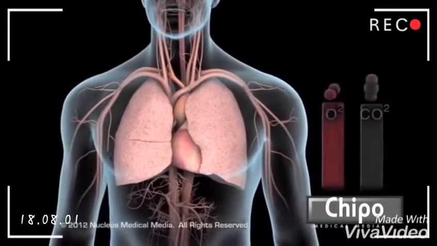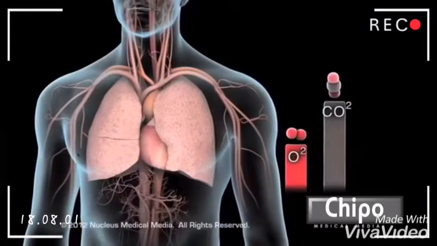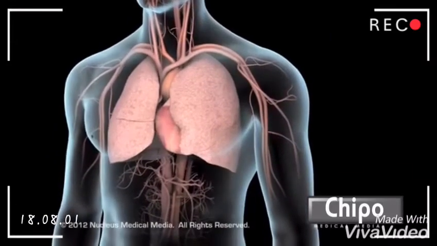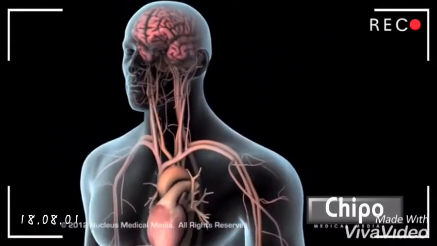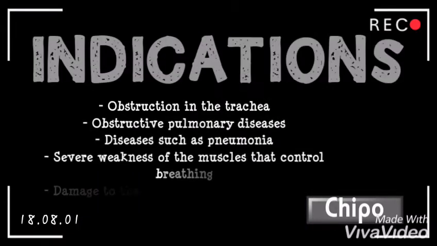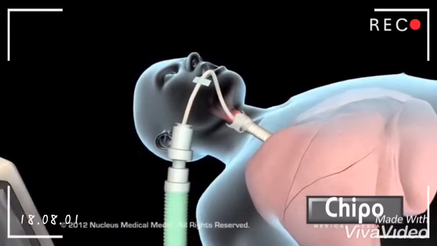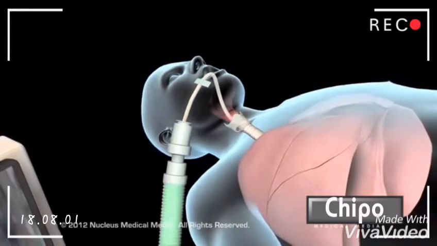In severe respiratory problems, the oxygen levels in the blood may drop too low or the carbon dioxide levels may rise too high. Either of these conditions can result in damage to the vital organs, including the heart and the brain. Some conditions that may lead to severe respiratory problems include an obstruction in the trachea, such as by a foreign object or tumor, obstructive pulmonary diseases such as asthma, chronic bronchitis, and emphysema, diseases such as pneumonia and acute respiratory distress syndrome, severe weakness of the muscles that control breathing, and damage to the bones and tissues of the chest. Under these circumstances, additional oxygen or breathing support through mechanical ventilation may be needed.